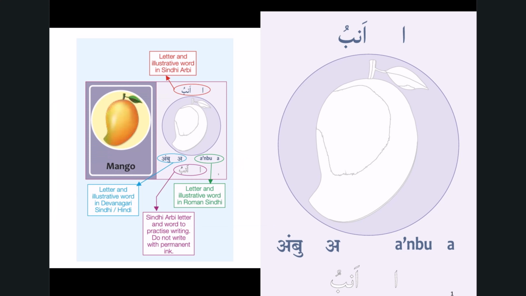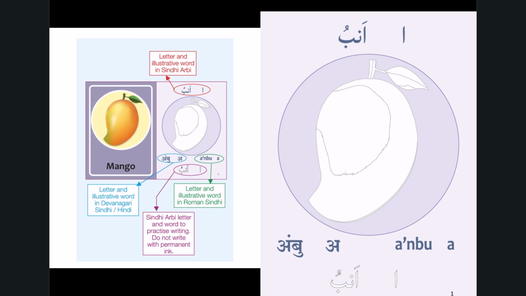On the lower left side of the card there is Sindhi letter and the word using that letter and letter sound written in Devanagari Sindhi script. On the lower right side of the card there is Sindhi letter and the word using that letter and letter sound written in Roman Sindhi script.